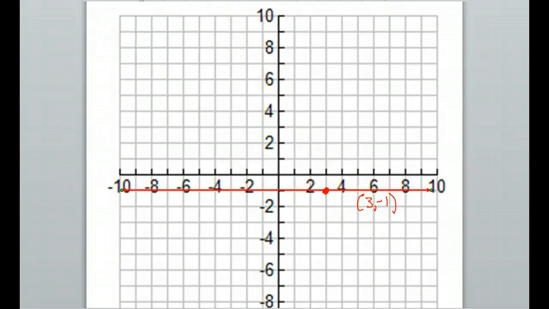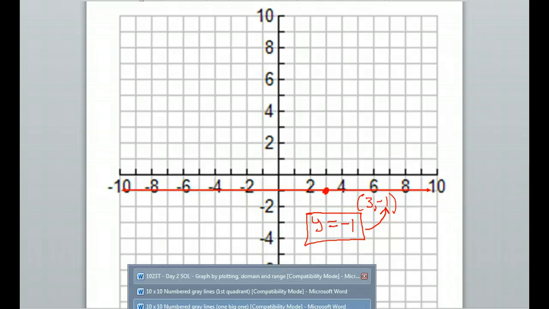And if you remember that a horizontal line is always y equals a number, then it's a horizontal line at -1. So it should be obvious that this is the line y equals -1, which again makes sense because that is the y value. So that's kind of the shortcut.